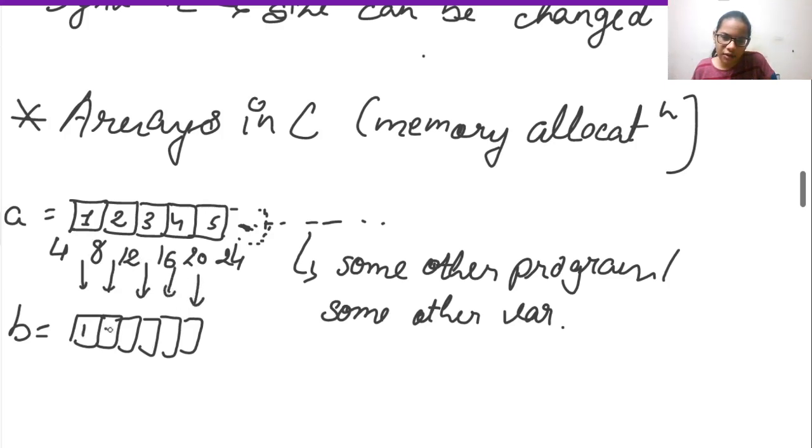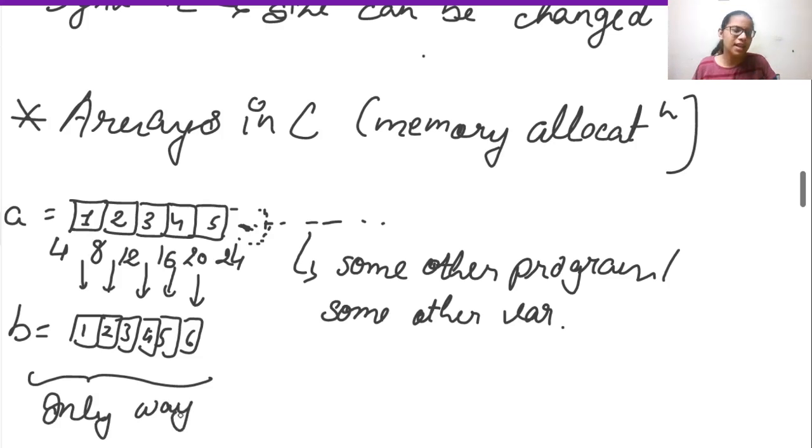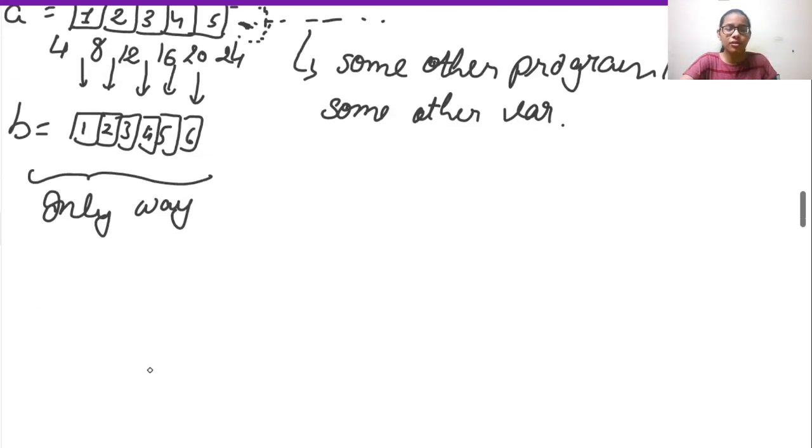You will copy all the elements over here. So 1, 2, 3, 4, 5, and then you will add the 6th element. This is the only way that you can increase the size of an array. You cannot increase the size of an array, as arrays are static. So this is one biggest problem.